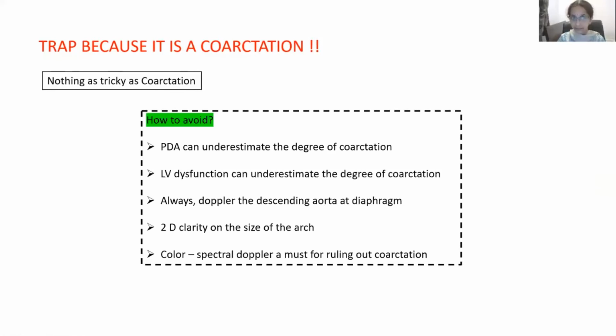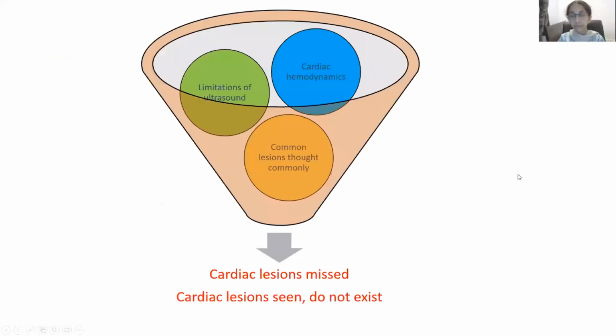It's very true to say that there is nothing as tricky as coarctation. Dopplering the descending aortic diaphragm is also an important way not to miss low thoracic and abdominal coarct. 2D clarity on the size of the arch is important to make sure we do not miss a hypoplastic transverse arch. Color and spectral Doppler should be done before we say there is no coarctation.